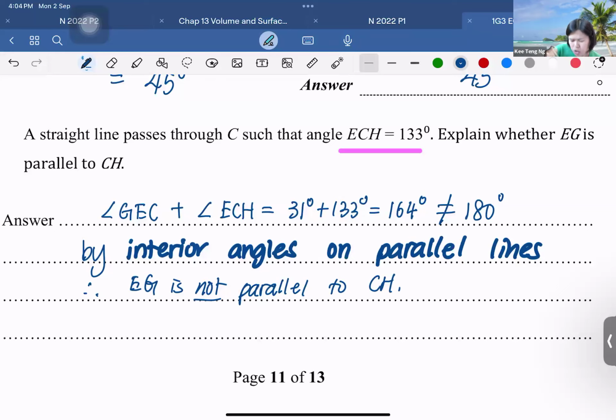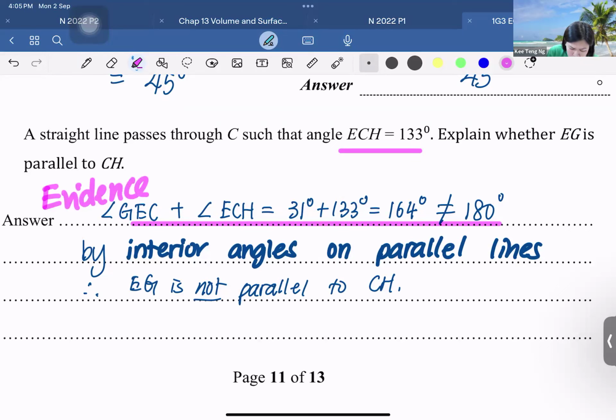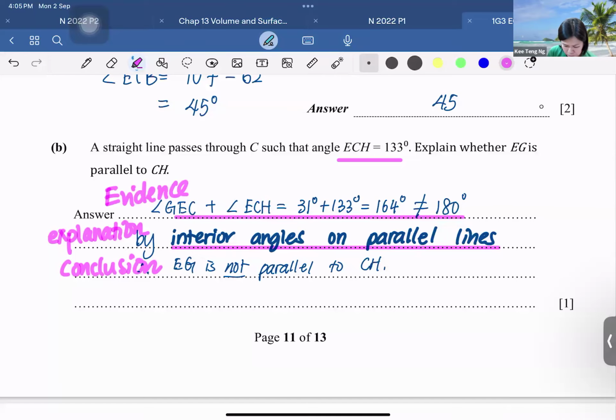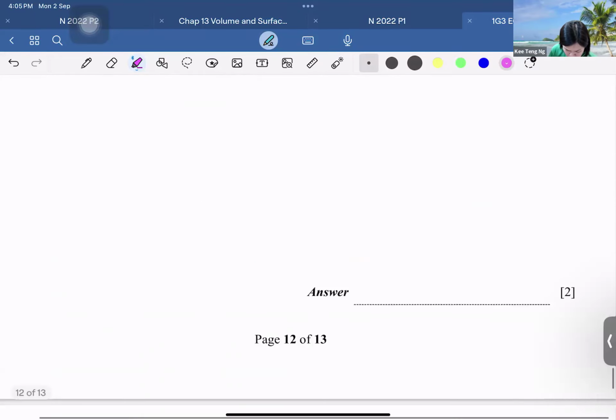to CH. So you need to show me the evidence, the numerical number, and give me the angle property name, explanation, and the conclusion. Okay, evidence, explanation, conclusion. So this is the way it needs to be presented. Okay, I shall go on to the last page.